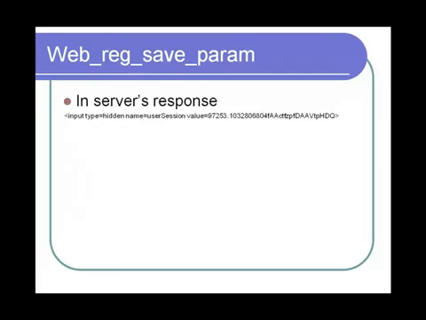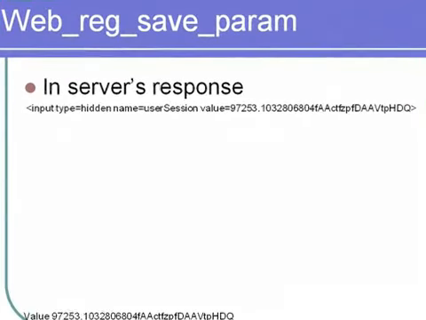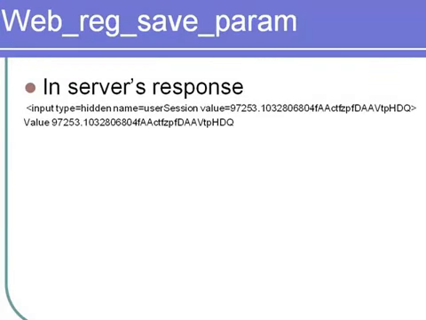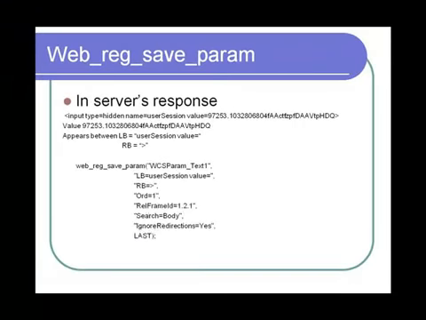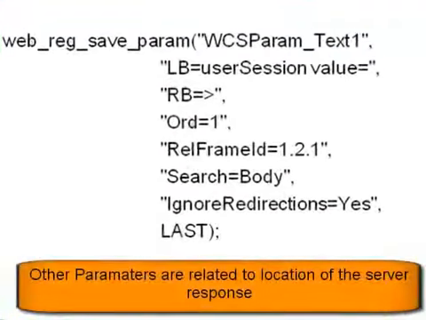In the server's response, the value 97253 ending with HTQ appears between the left boundary, user session value equal to, and the right boundary of a bracket. Accordingly, the web_reg_save_param function is created as follows, with a suitable parameter name WCSParam_text1, with the left boundary and a right boundary. Remaining parameters relate to the location.